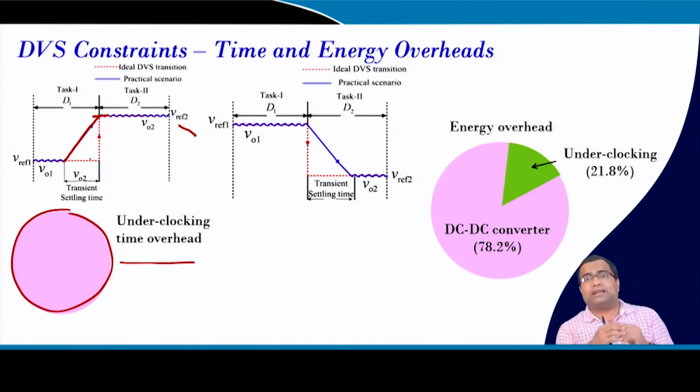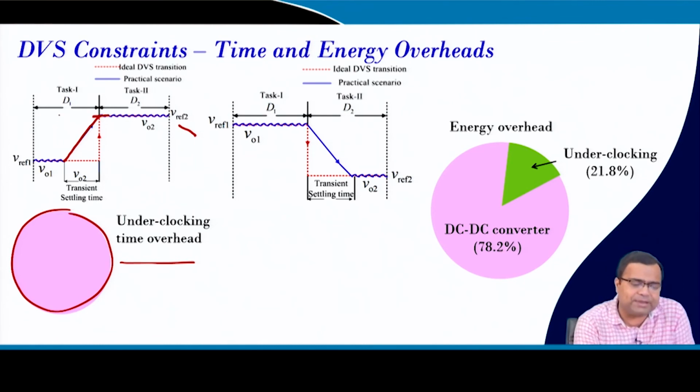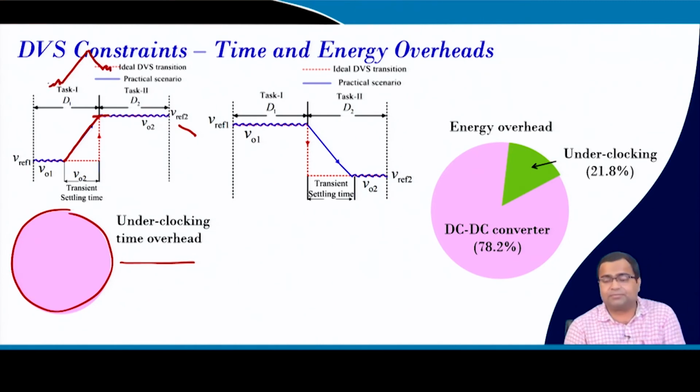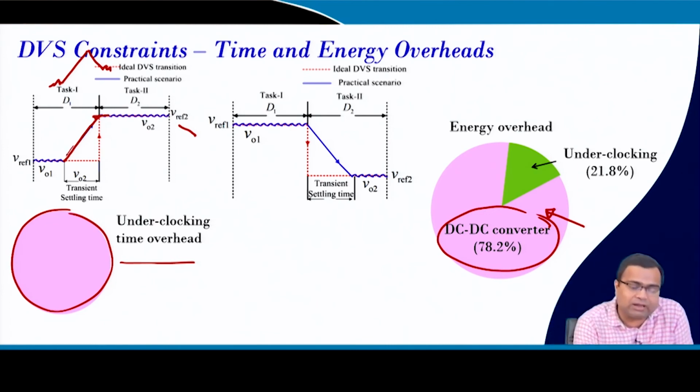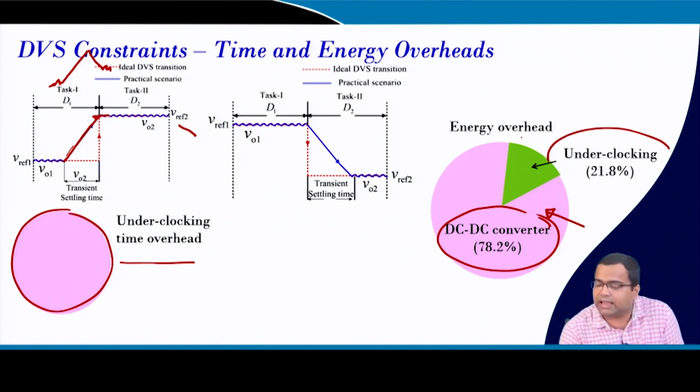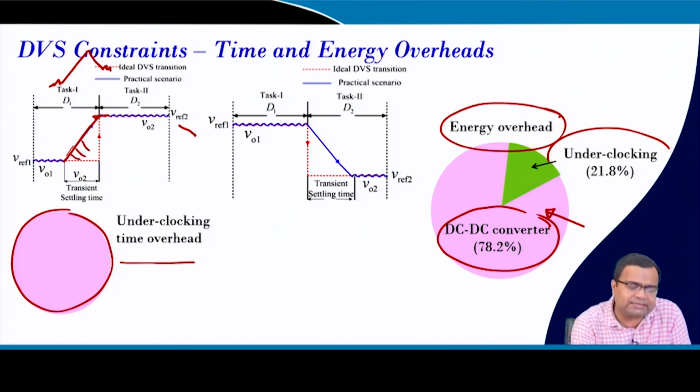But if we talk about energy overhead, I told you there will be high peak current. During this time, your peak current will be significantly higher, right? Inductor peak current. So it will undergo high energy overhead, and it is primarily because of the DC-DC converter. It is almost close to 78%. And the underlocking behavior of this voltage also creates energy overhead, because you are using an excessively higher voltage. As if you cannot use the actual PLL before this.